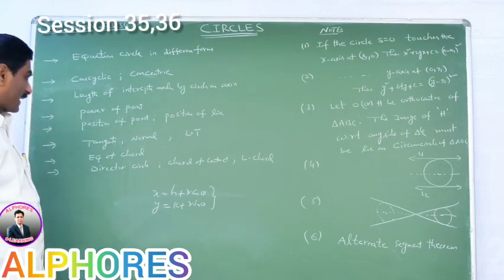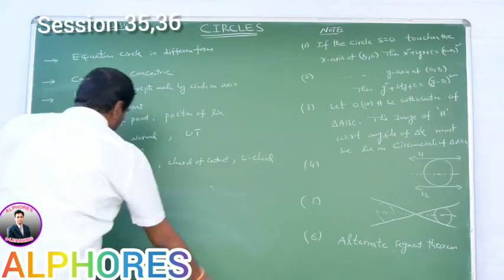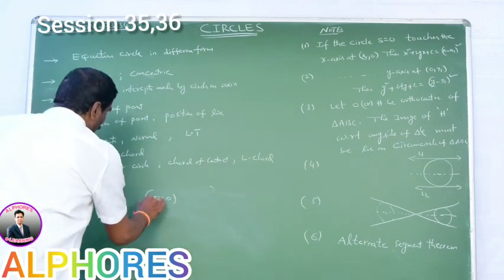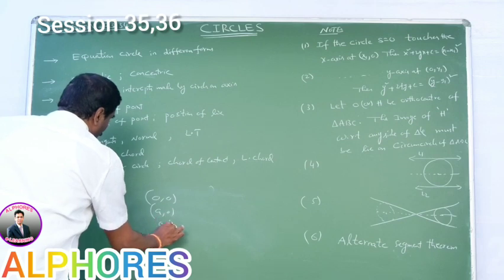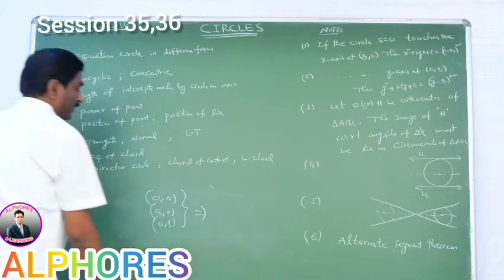Okay. If the circle passes through the origin, that means the circle passes through (0, 0), (a, 0) and (0, b). What is the equation of the circle? Very, very important formula.